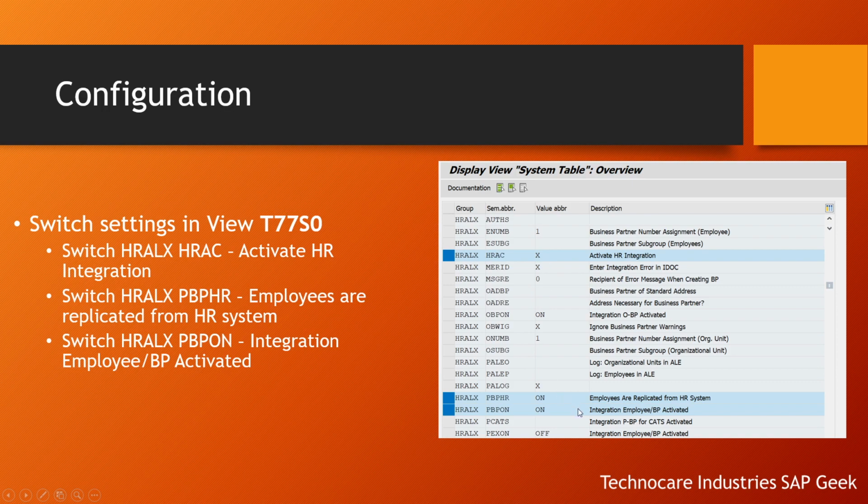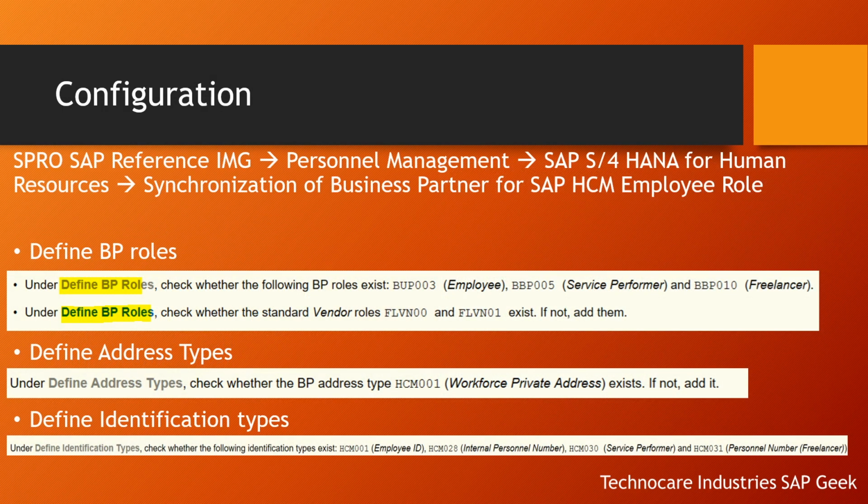Then we have employees replicated from HR system, which is on, HRALX PBPHR, and then we have integration employee BP activated, which is also on, HRALX PB. These switch values should be X, on and on, so that we can run background jobs for synchronizing data in the employee master and the business partner masters that are generated in the background. So this is the very first step of configuration.